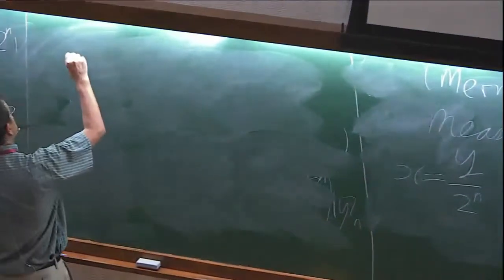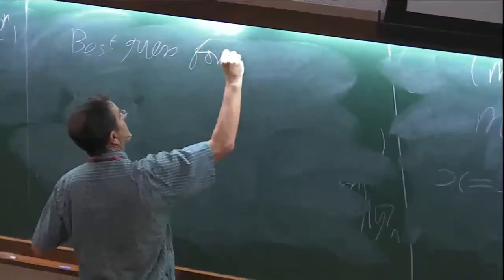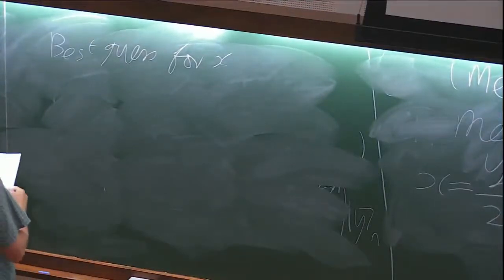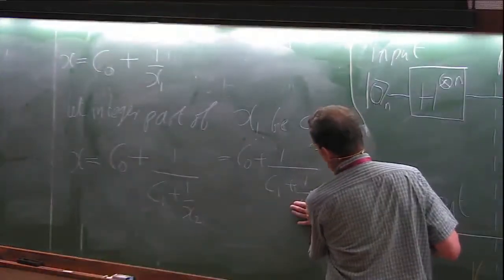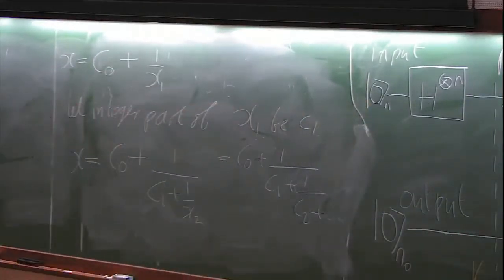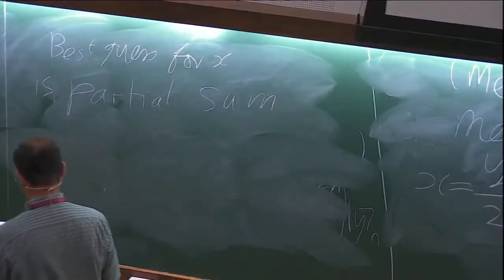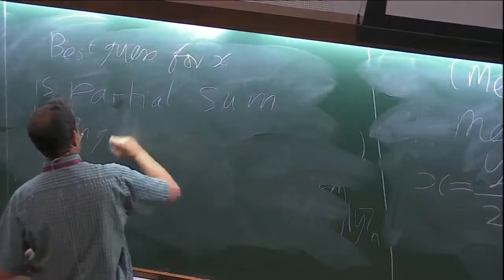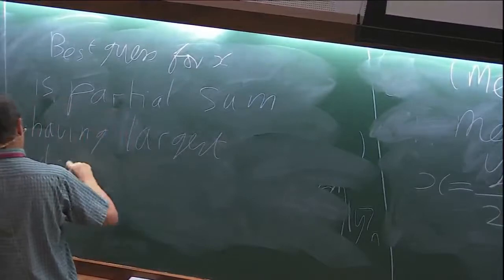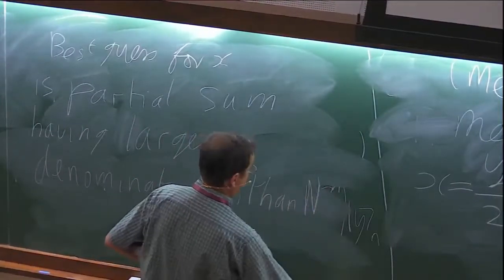So there's a theorem which is quoted by Mermin, that the best guess for x, which is this multiple of 1 over r, is this: I should mention that if you stop the continued fraction at some point, these are called partial sums. So you can work out a succession of partial sums. And the best guess for x is the partial sum having the largest denominator less than n, which is 91 in this case.